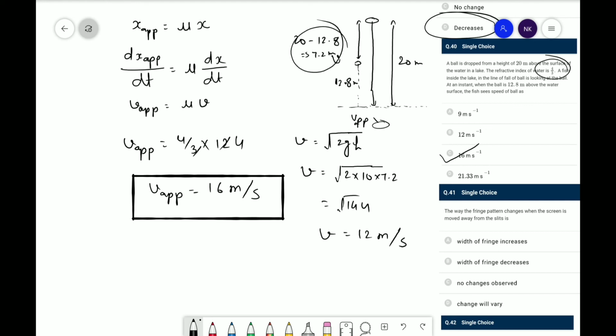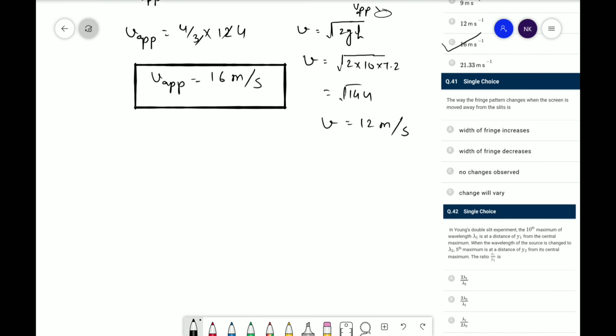Now moving towards the next question. In the next question: the way the fringe pattern changes when the screen is moved away from the slit is? What will happen? We know that fringe width beta is equal to lambda D upon d. If we move the screen away from the slit, look how it will happen.